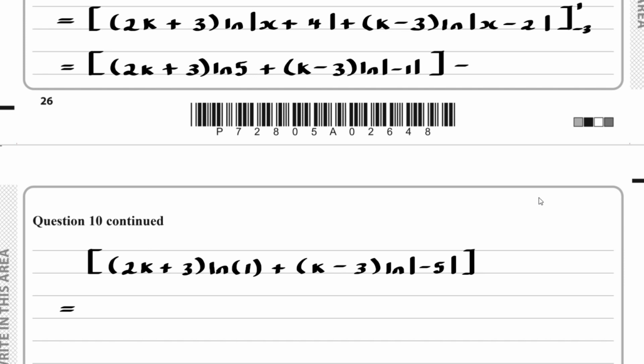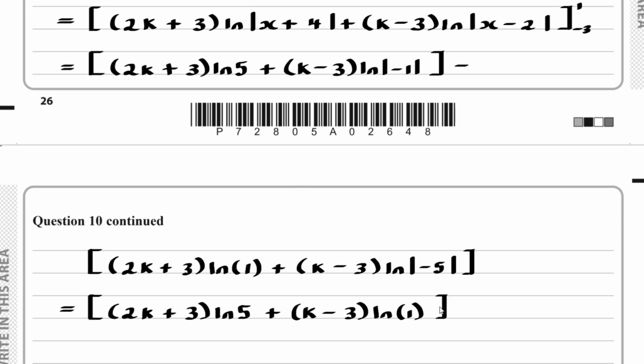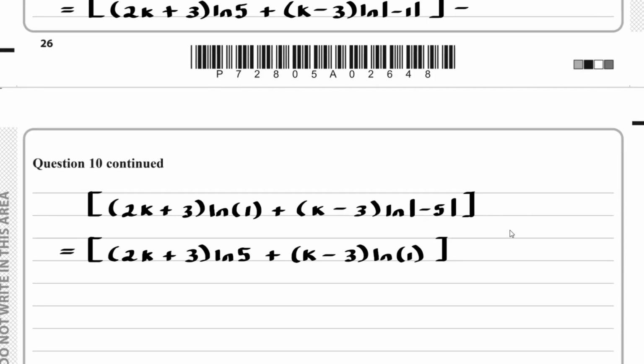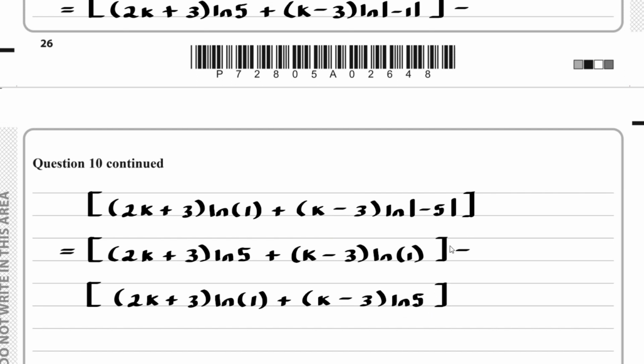So let's simplify this. Well, I've got 2k plus 3 times the natural log of 5, and then noticing that the mod of negative 1 is just 1, I add on k subtract 3 times the natural log of 1, and then I subtract from this 2k plus 3 times the natural log of 1, and recognising that the mod of negative 5 is just 5, we add on k subtract 3 multiplied by the natural log of 5. So this is what we need to evaluate.